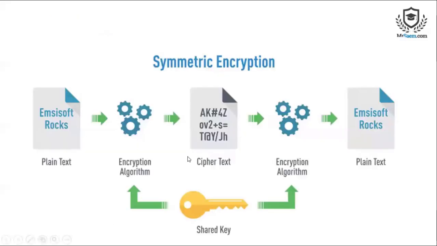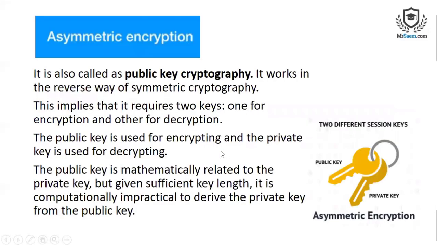So again, another diagram to explain the same thing. This is why most browsers now use asymmetric encryption, not symmetric encryption. The only reason is the disadvantage that we have. Now, what is asymmetric encryption? It's also called public key encryption. It works in the reverse manner of symmetric encryption. Basically, it works on the concept that now you have two keys. We call these keys a private key and a public key.